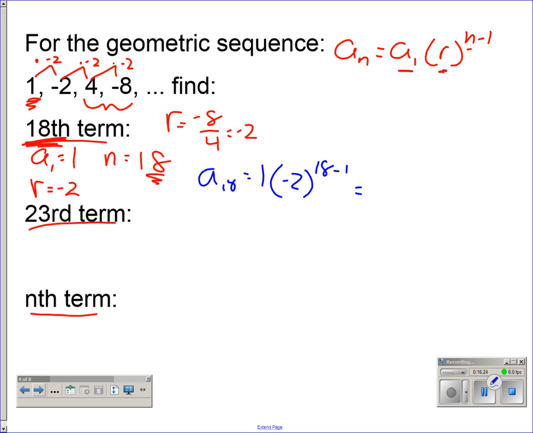I don't have that answer. I think is it negative? Yeah. Negative 100 and something thousand? 131,000. Yeah. That's good to me.